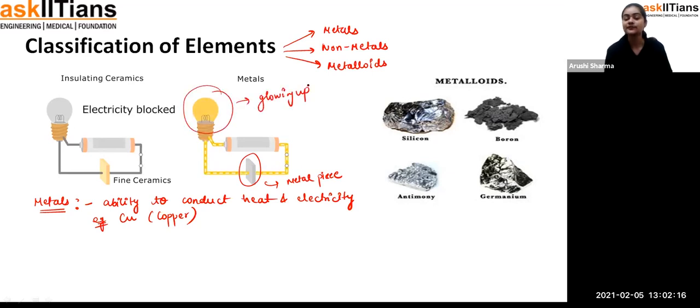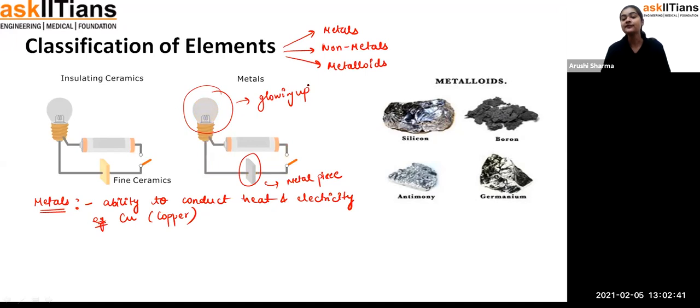Exactly, that means from that experiment we have seen that metals have the ability to conduct heat and electricity, or we can say that metals are conductors of heat and electricity. That means heat and electricity can pass through them. That is why, students, the wires which we use in our houses are made up of metal, and generally they are copper wires.